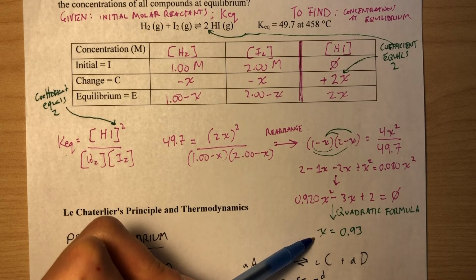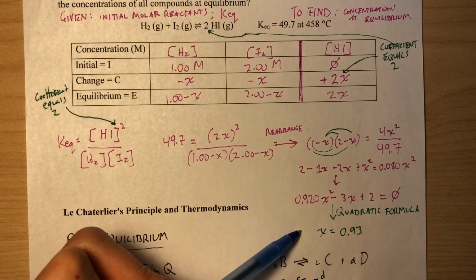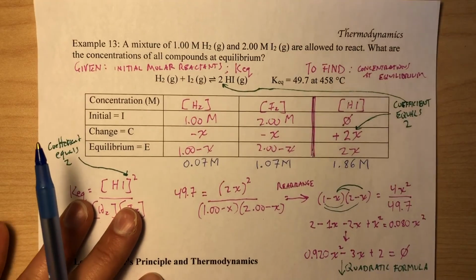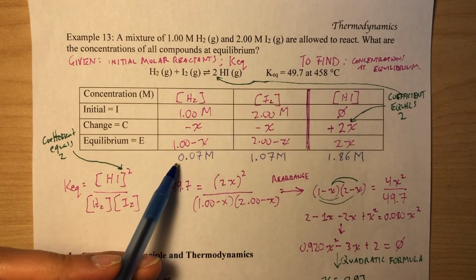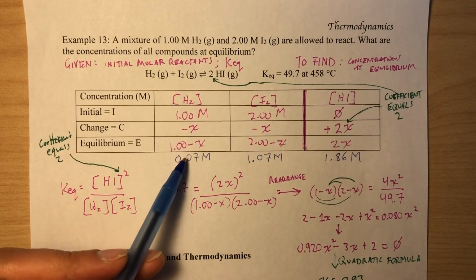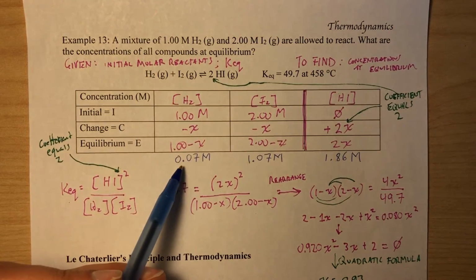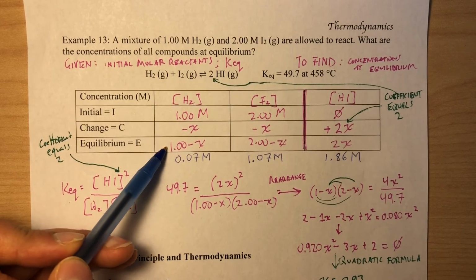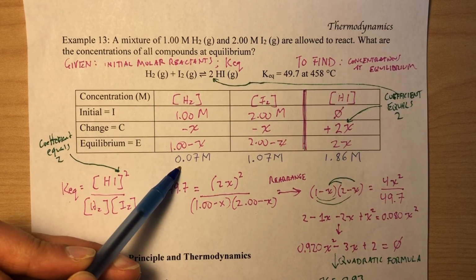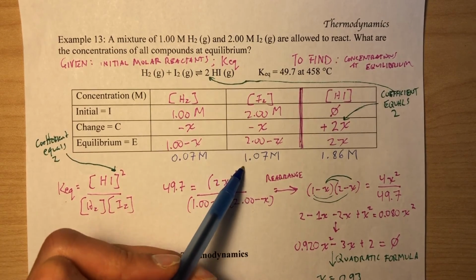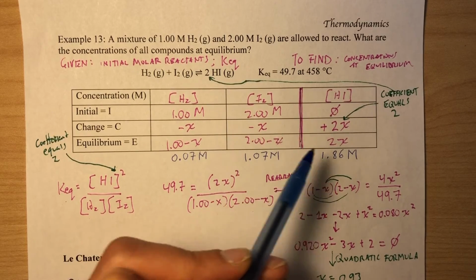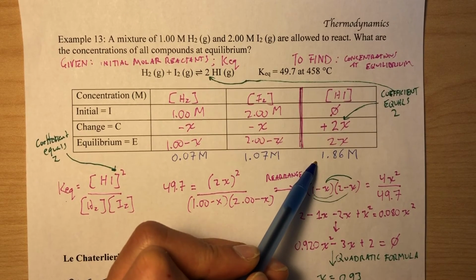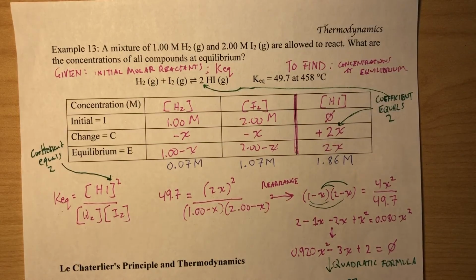At the end of this video, I will show a full page about how to do this and showing all of my work. After we solve for x, we can then calculate our concentrations at equilibrium, which is what the problem is asking for, by taking 1 minus 0.93, which is 0.07 molar, 2 minus 0.93, which is 1.07 molar, and 2 times 0.93, which is 1.86 molar.